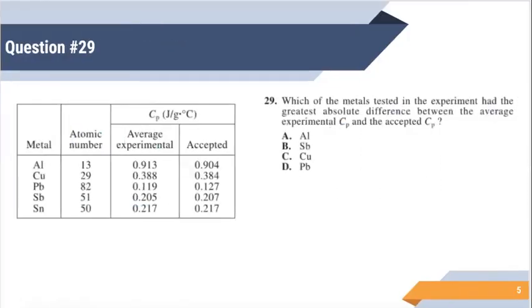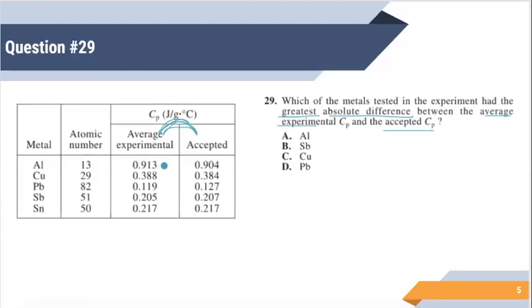All right, try question 29. Question 29 says, which of the metals tested in the experiment had the greatest absolute difference between the average experimental and the accepted? So we're trying to find what's the biggest difference between these two numbers. Which one had the biggest difference? All right, let's just go through these in process of elimination.